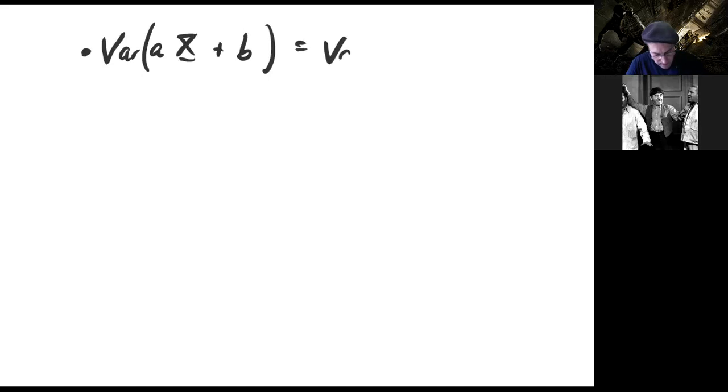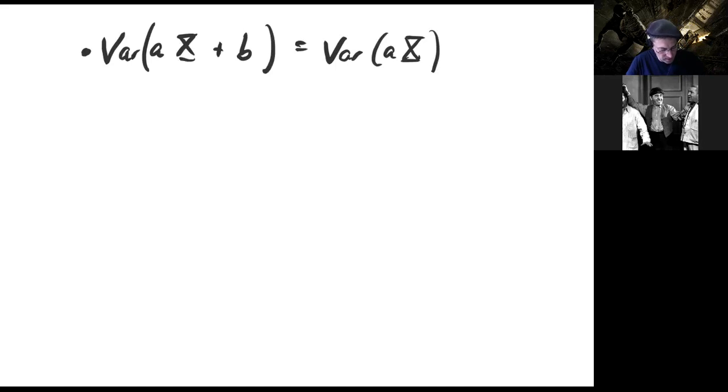Okay, so we have one other property which is also useful. If we take a random variable and constants a and b, and we form the expression ax plus b to get a new random variable, we can compute its variance. And let's see what we get. Well, we know we have translation invariance, so the b drops out. That's the variance of a times x.